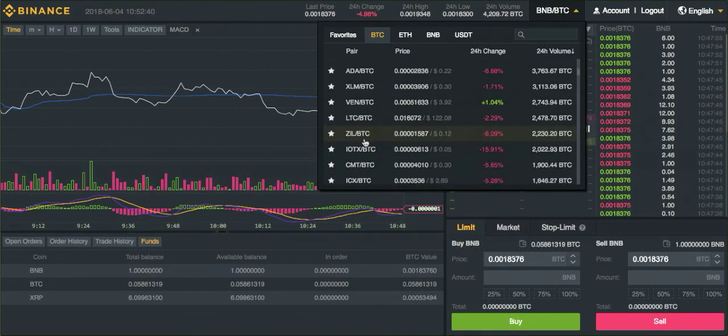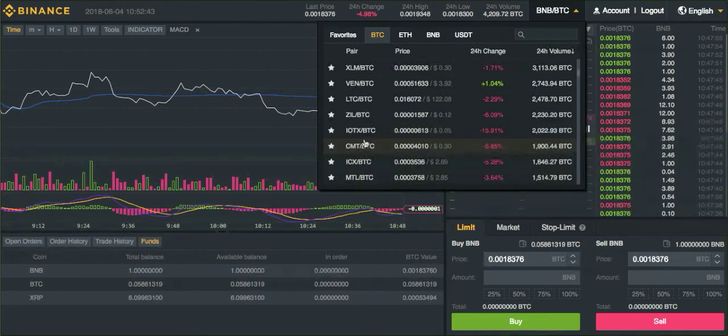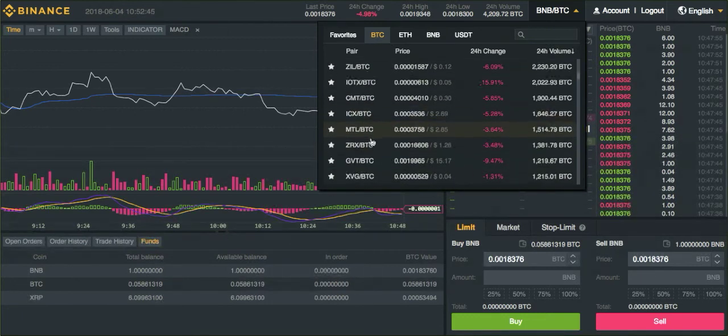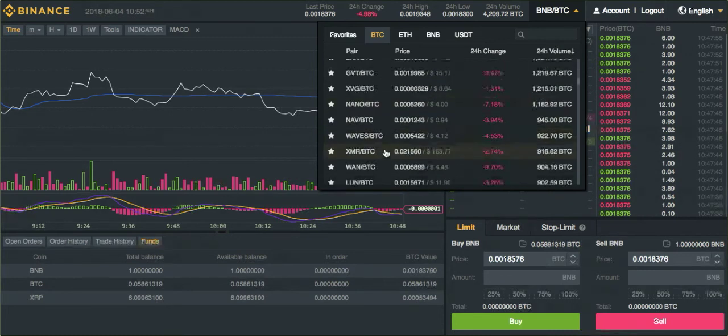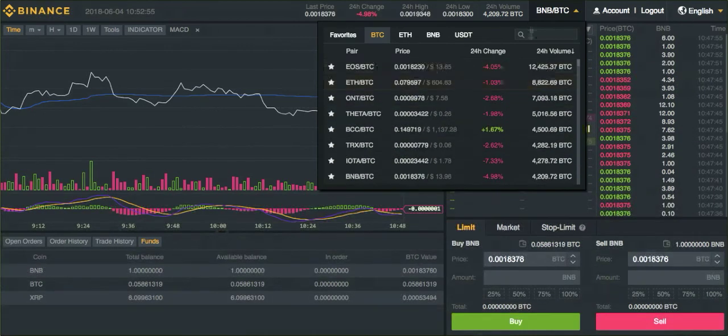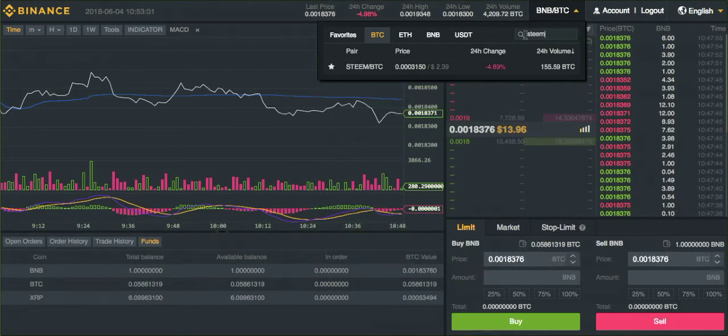What is more interesting is for the people who are making money out of Steemit. So Steemit is now on Binance as STEEM. It is number 33 on the exchange. You can just write Steem and it will come. That's it. So you can trade STEEM BTC. Today it is at $2.39. It has just gone down a little bit, about 5%, but it's fine.